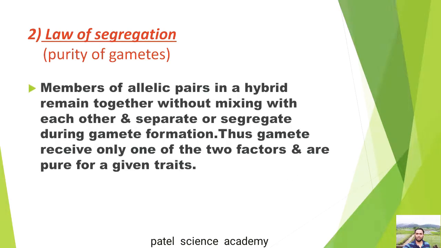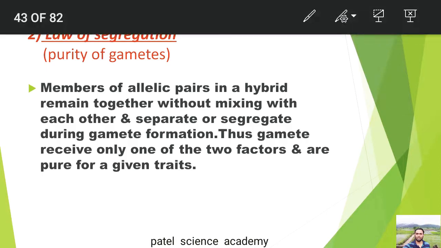Its statement is: the members of allelic pairs in a hybrid remain together without mixing with each other. Members of an allelic pair means, as we have seen in the previous cross, capital T, small t. That is the allelic pair members. Capital T is one of the allelic pair, and the other member is small t.